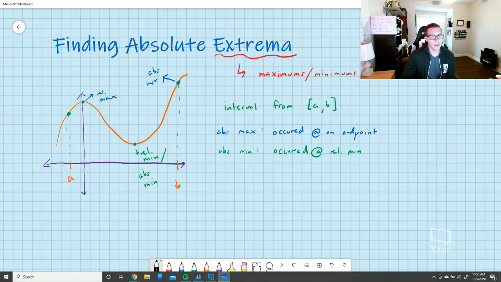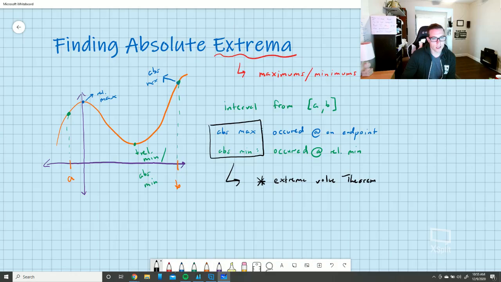And the theorem that says there's always going to be an absolute max and an absolute min, we talked about a while back. It's called the extreme value theorem. The extreme value theorem says these two things have to exist in an interval as long as the function is continuous. It doesn't even have to be differentiable. It just has to be continuous. If the function is continuous, there has to be a lowest point, there has to be a highest point. It has to. And these occur at either endpoints or critical points.